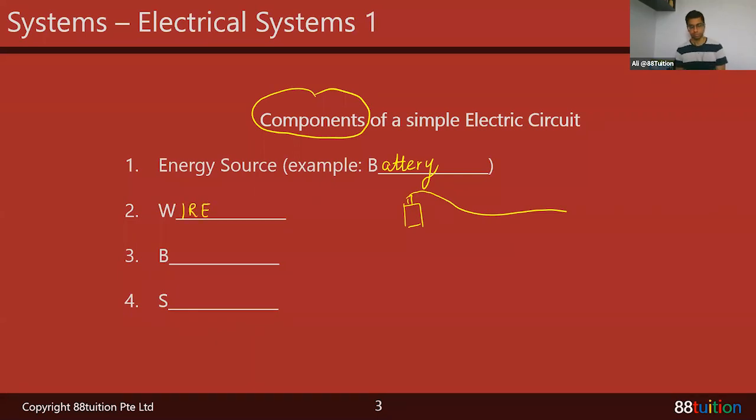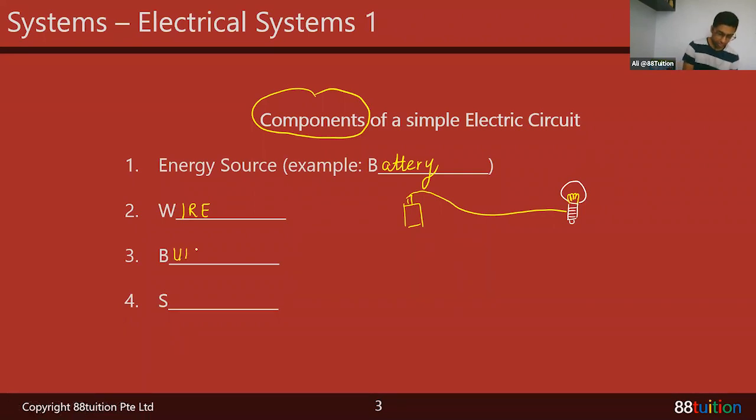A wire. Then, what do you need at the end of the wire? You need something there. What is this? Oops, it cannot light up. I'm wrong, sorry, no lighting up. Why? The circuit is not complete.